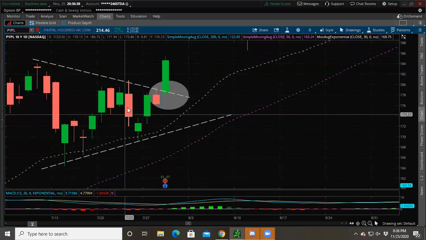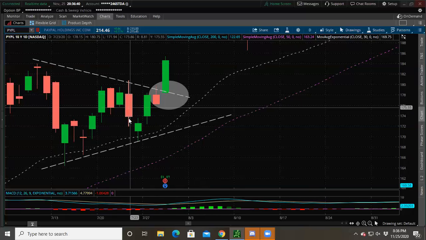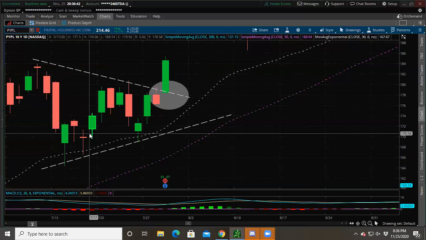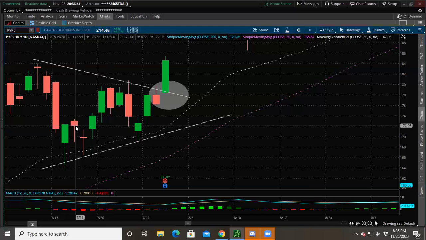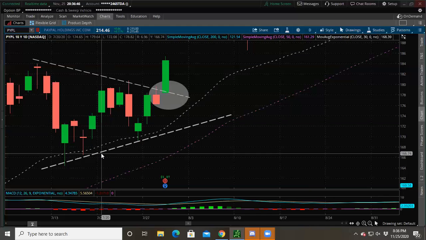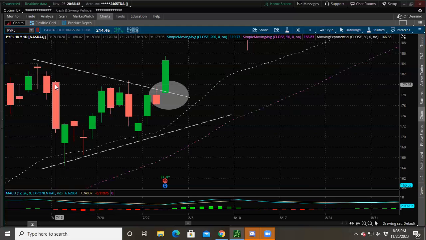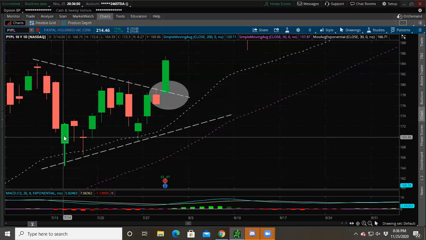But you can see how nice these pattern formations are. Now look at this. This is why looking at the third candle close is so important. Look at this formation here. Massive sell-off. People buying the dip right here.